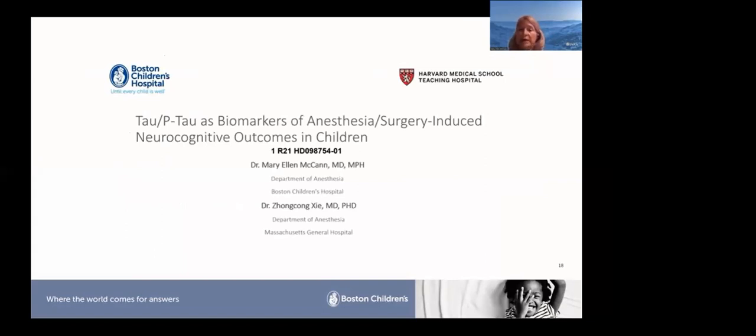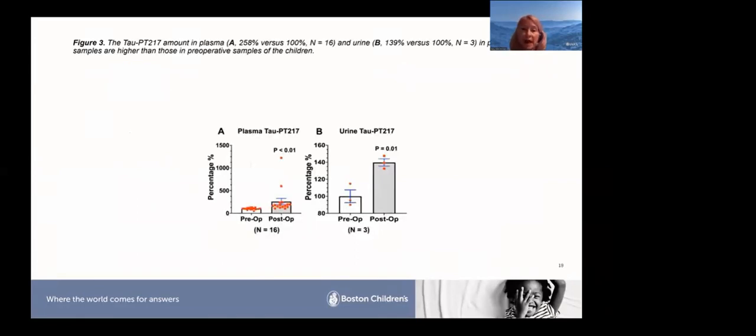And basically, we are looking at baseline levels of these markers and then postoperative levels of these markers. And the children are exposed to sevoflurane. And we found that there is a definite increase in plasma tau as well as urine tau in several of the patients that we've already enrolled in this study. These patients come back a year later and get neurocognitive and neurobehavioral testing by way of the NIH toolbox.